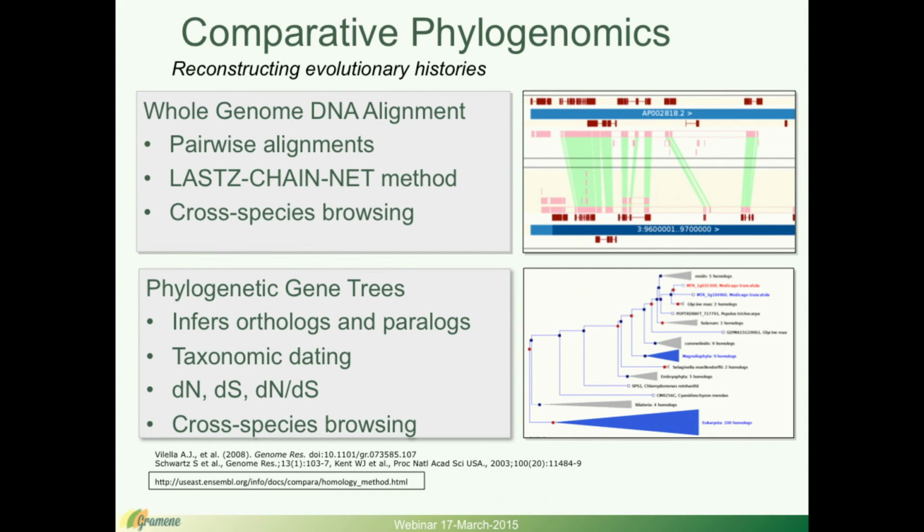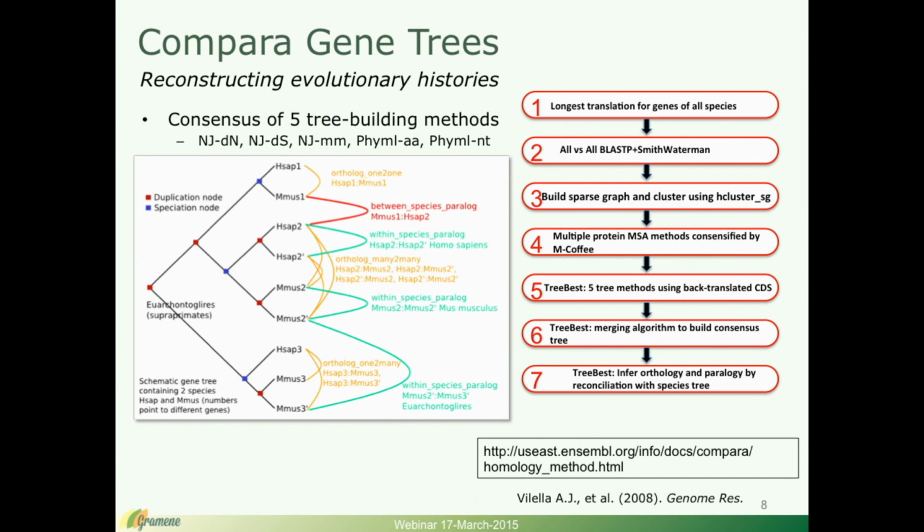So I'm going to focus on comparative phylogenomics today, which I gave a brief overview of last time. Two areas that we do are whole genome alignments, and I'll touch on that a little bit today, but mostly I'm going to focus on the phylogenetic gene trees. So this is just some background on the protocol.